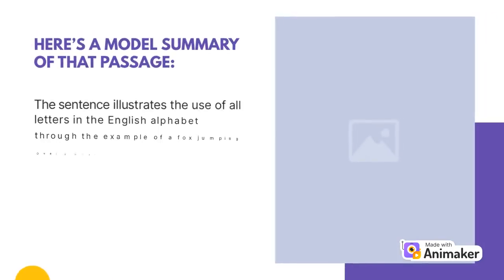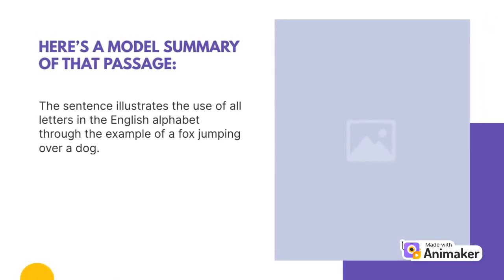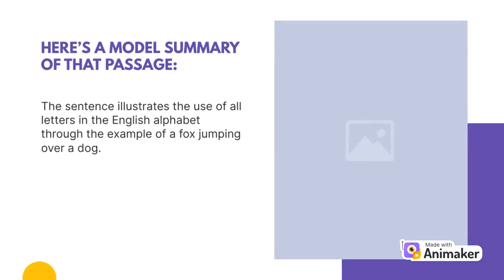Here's a model summary of that passage. The sentence illustrates the use of all letters in the English alphabet through the example of a fox jumping over a dog.